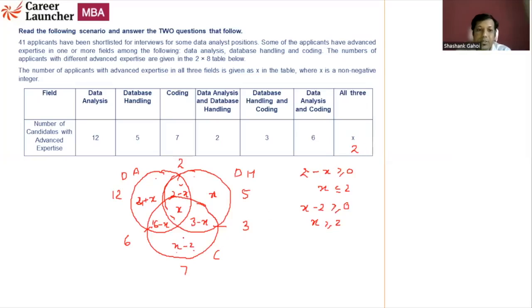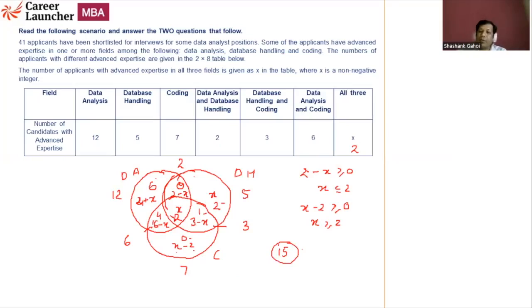So X minus 2 is going to be 0. 3 minus X comes out to be 1. X is 2. 2 minus X is 0. 6 minus X is 4. And 4 plus X, that's going to be 6. So what are the total number of people we are talking about? That is, this total circle gives us 12. 12 plus 2, 14 plus 1, 15 plus 0. So the number of people who have expertise in any of them is 15.